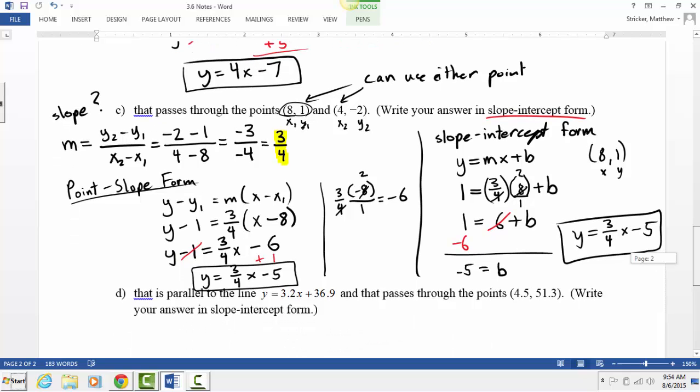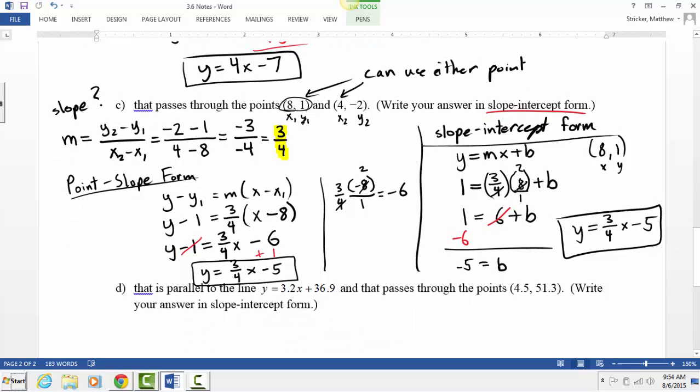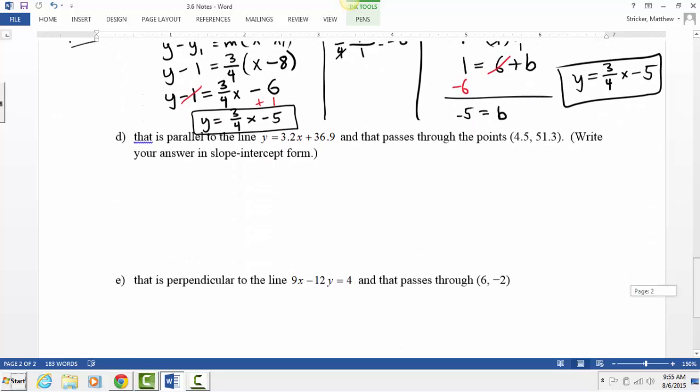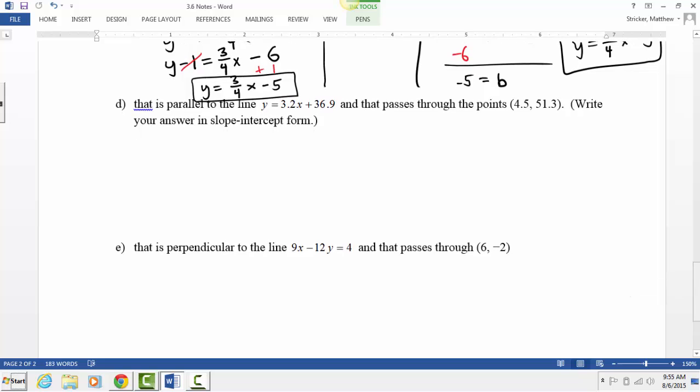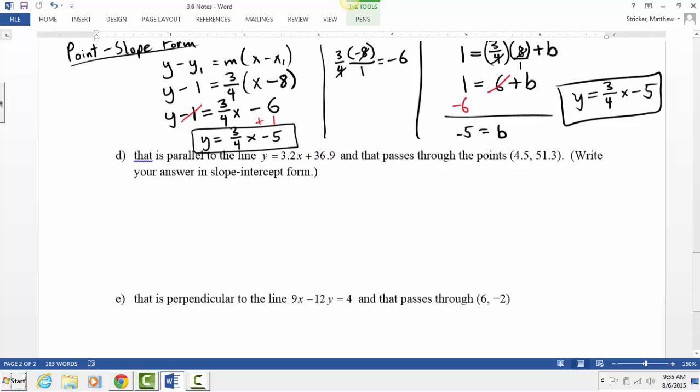So if you feel more comfortable doing it that way, you can always choose to use slope-intercept form if you like. Okay, we got a few more examples now dealing with parallel lines and perpendicular lines. The next one says, find a line that is parallel to this line and passes through the given point. Write your answer in slope-intercept form. So you remember what we learned about parallel lines?